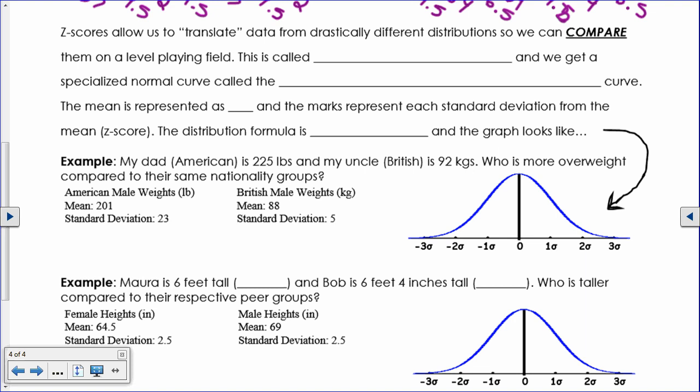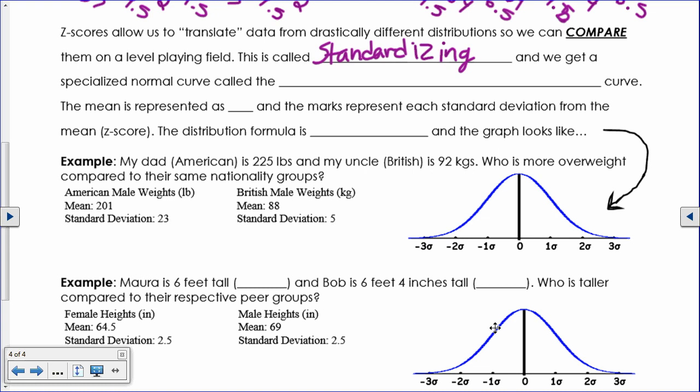This is called, I forget how to spell this, so I need to look at this. Sorry. Standardizing. There we go. Standardizing. This is where standardized tests come from. They take information from different sorts of tests, from different sorts of students, and they put them on a level playing field so they can compare the scores. That's where standardized tests came from, this idea of z-score.